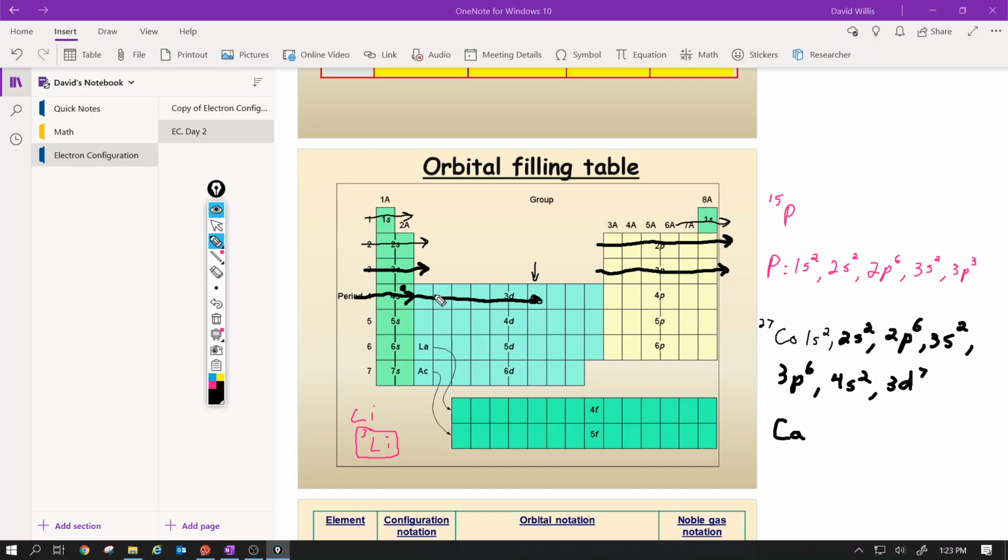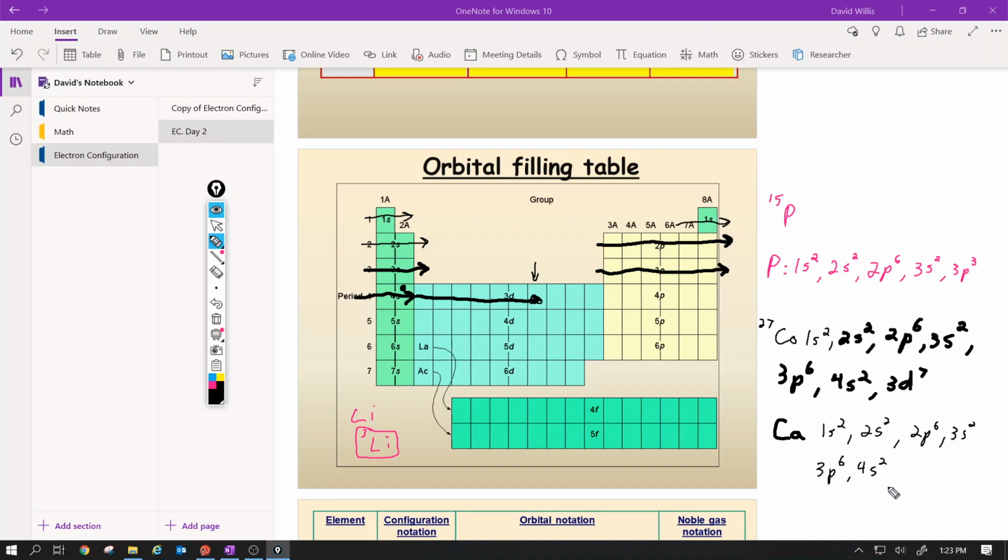So I wouldn't need the 3d7, so it would stop at 4s2. Okay? So I would have 1s2, 2s2, 2p6, 3s2, 3p6, and then 4s2, and then that's where we would stop.